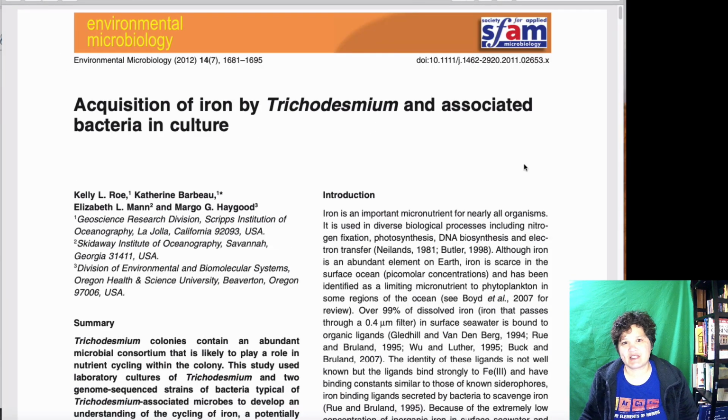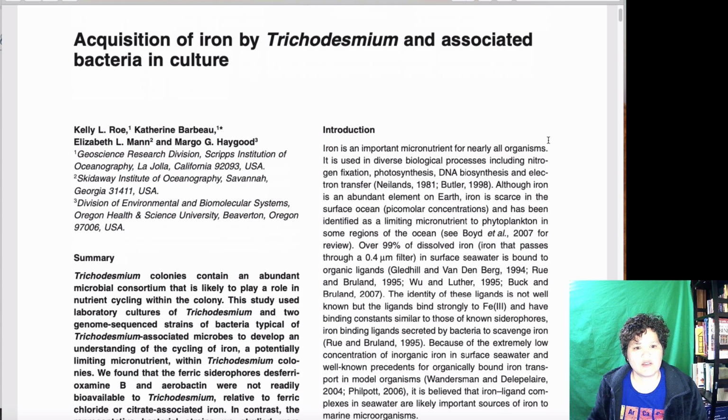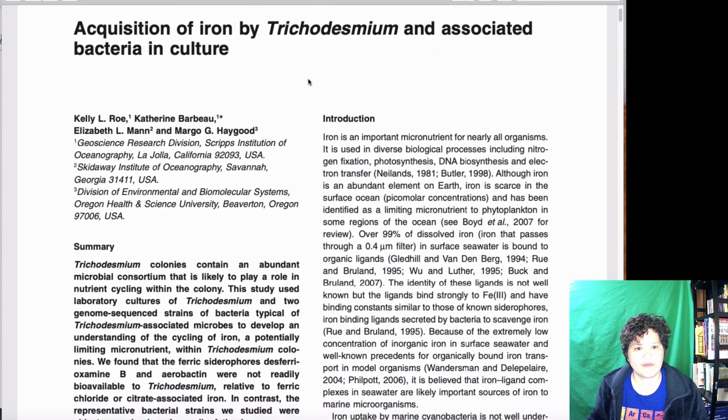Now let's go back and look at two of the papers that we looked at earlier. We're going to start with the Rowe 2012 paper, The Acquisition of Iron by Trichodesmium. This is up on Canvas in the week 2 module, in case you're looking for it. So let's look at the first paragraph in the introduction.